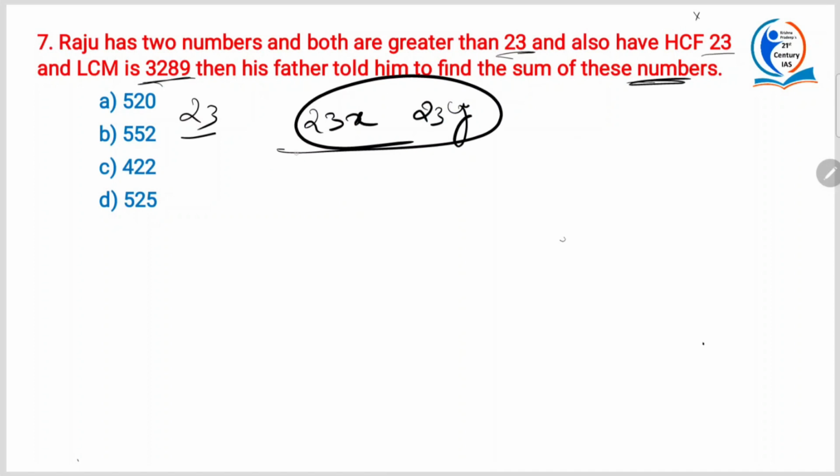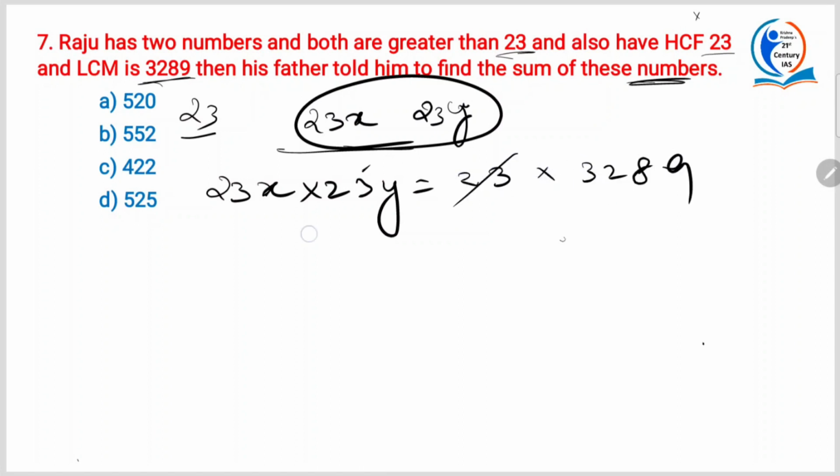Now we'll use that concept. LCM into HCF is equal to the product of the two numbers. Now what is the product of these two numbers? 23x into 23y. And what is the HCF? It is 23 and LCM is how much? 3289. Right? This and this is gone. Then 23 ones are 23. Then how much is remaining? 9 is remaining, so 98. 23 fours are 92. How much is remaining? 69. 23 threes are 69. 143. So xy is equal to 143.